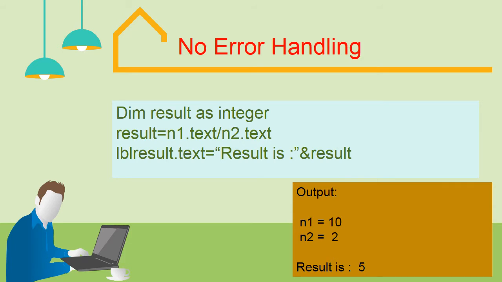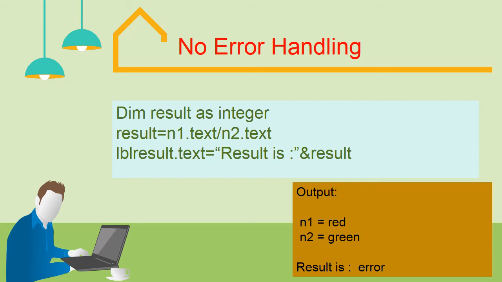This is a sample program. In this sample program, we declare result as a variable in the integer data type. And we are getting the values through the text boxes n1 and n2 as integers and displaying the result in the label result. In the label result, it displays the value "result is". So when we give the input as n1 equal to 10 and n2 equal to 2, it divides the values and shows the result as 5.